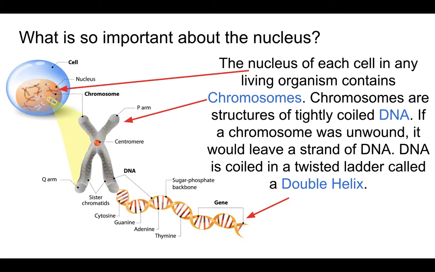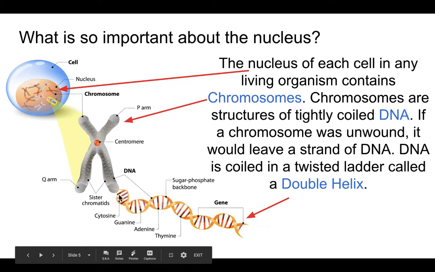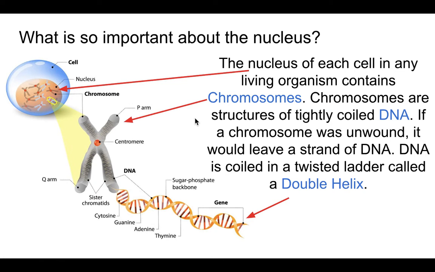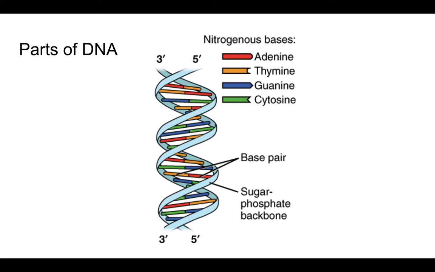So we talked about cells and we focused on the nucleus last week. And the nucleus of each cell in any living organism contains chromosomes. Those chromosomes contain structures of tightly coiled DNA. So if you were to unwind that chromosome, you'd be left pulling a strand of DNA. And that DNA is called a twisted ladder. It's in a twisted ladder shape called a double helix. So within this DNA, it gives us instructions telling the organism what proteins and how to build proteins, telling the organism what to do. So we're going to get into a little more specific about the parts of DNA.